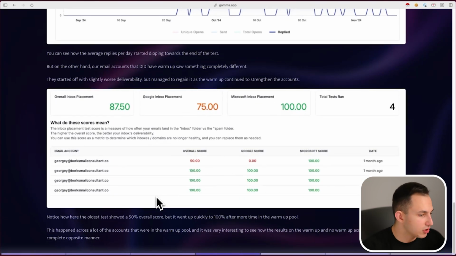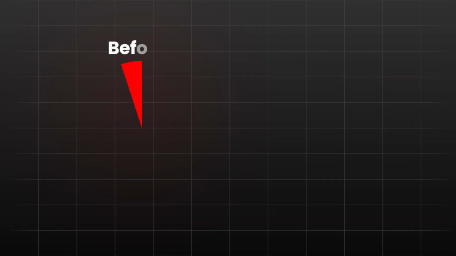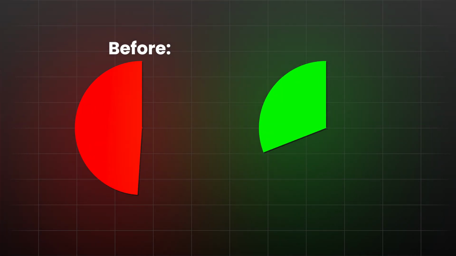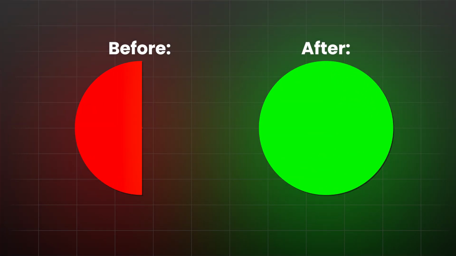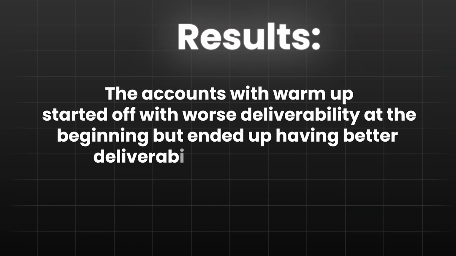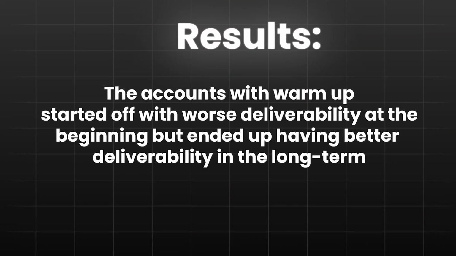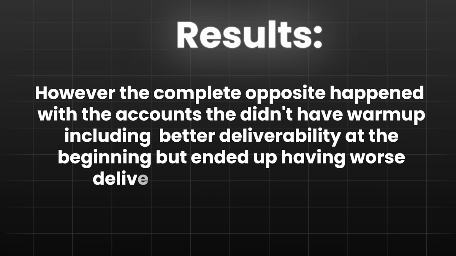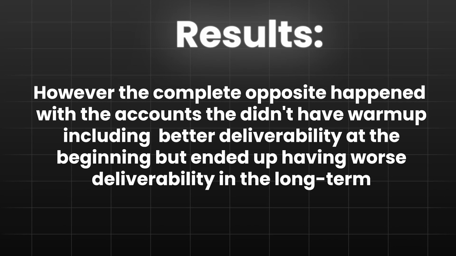Now notice how the oldest test showed a 50% overall score, but it went quickly up to 100% after we went in the warm-up pool for a little bit longer. Now, I'm going to explain to you guys why I think this is happening in a later slide, but just keep that in mind. We started off with worse deliverability at the beginning, but ended up having better deliverability in the long term, but that was the complete opposite with the accounts that didn't have warm-up. So it kind of works in an inverse manner.